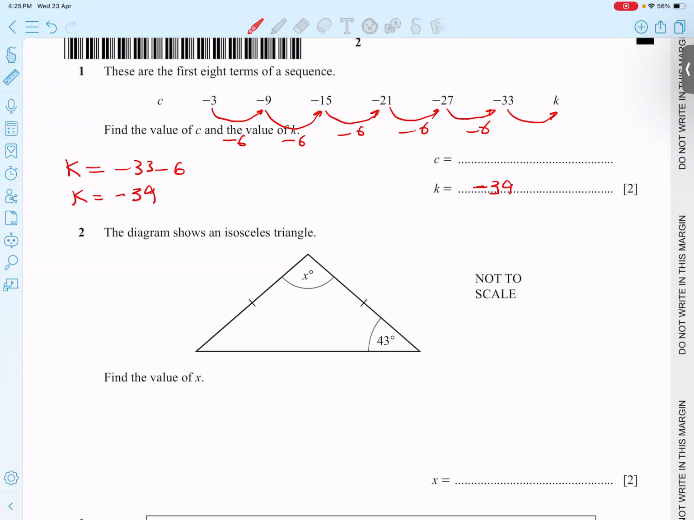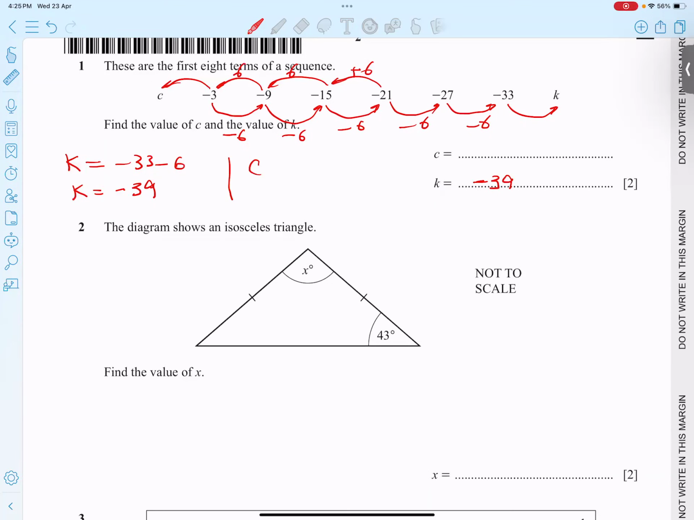And if I want to go backwards, then +6, +6, +6. So how do we get C? C is equal to -3 + 6, so we get 3. I believe you understood well. So just see the pattern and get the answer.